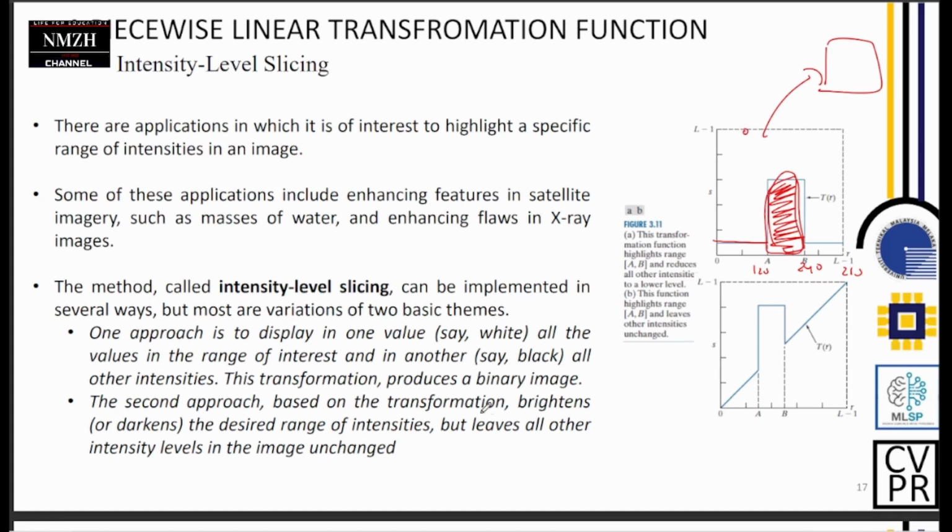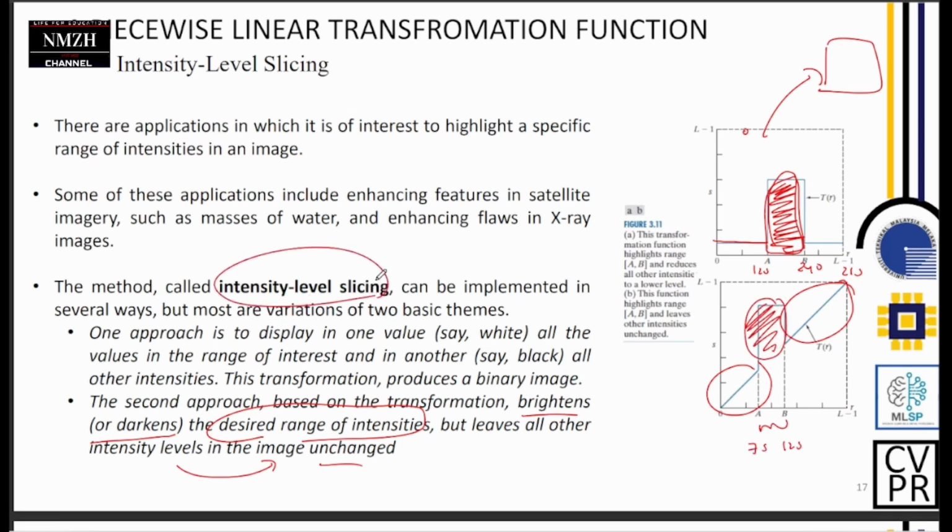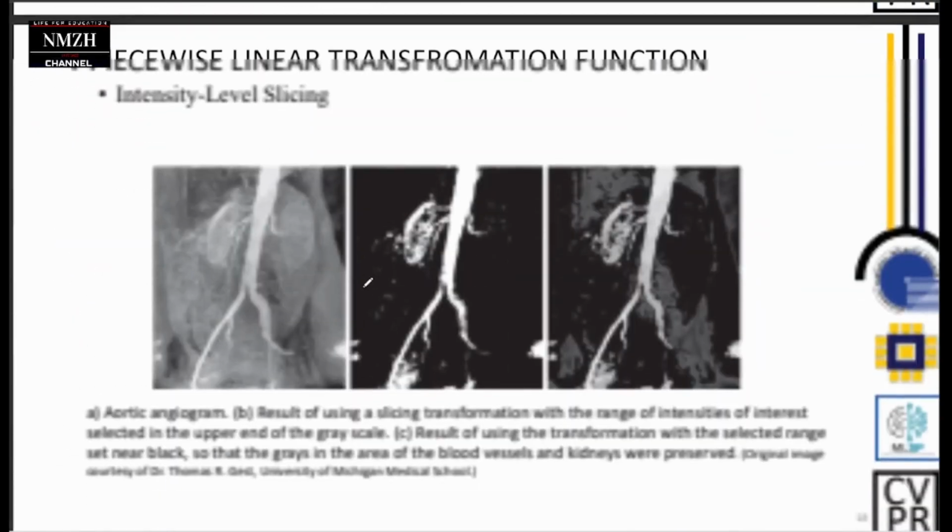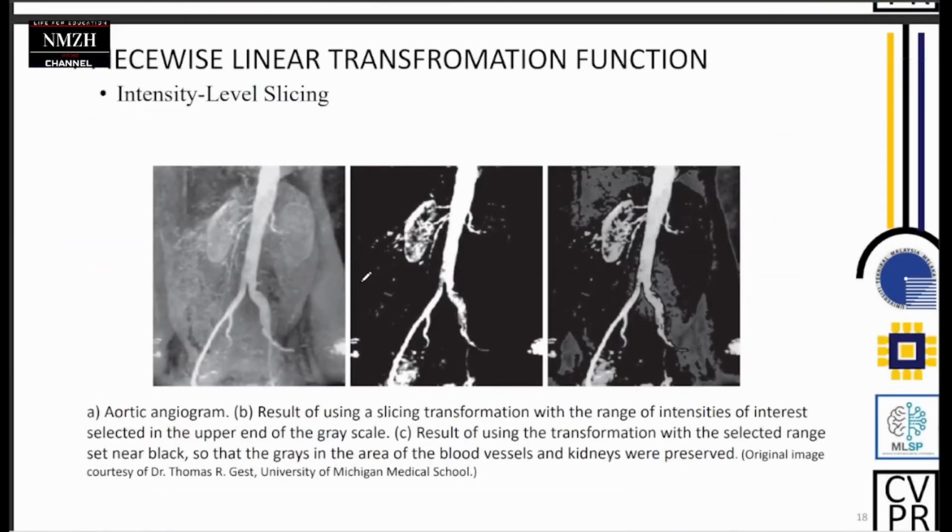While the second one is to brighten or darken the desired image intensity, but leave all the other intensities the way they are, unchanged. So this one is unchanged, linear. We only care about this area, like 75 to 125. So this would be particularly changed for the intensity level slicing, right? So it depends on the application. This one is one of those optic angiogram.